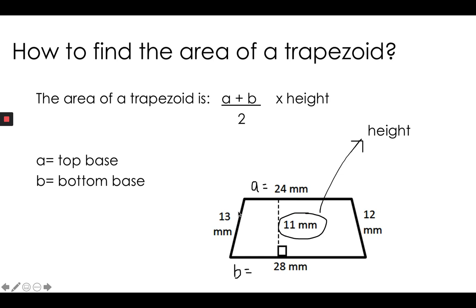And then the height: you are not looking at the sides. I repeat, you are not looking at the sides. Even though it says 13 and 12 over here, the height is the inner distance between A and B. I will repeat that: the height of a trapezoid is the distance between A and B, from the top of your base to the bottom of your base. Right here it is labeled in your diagram, which is 11 millimeters.